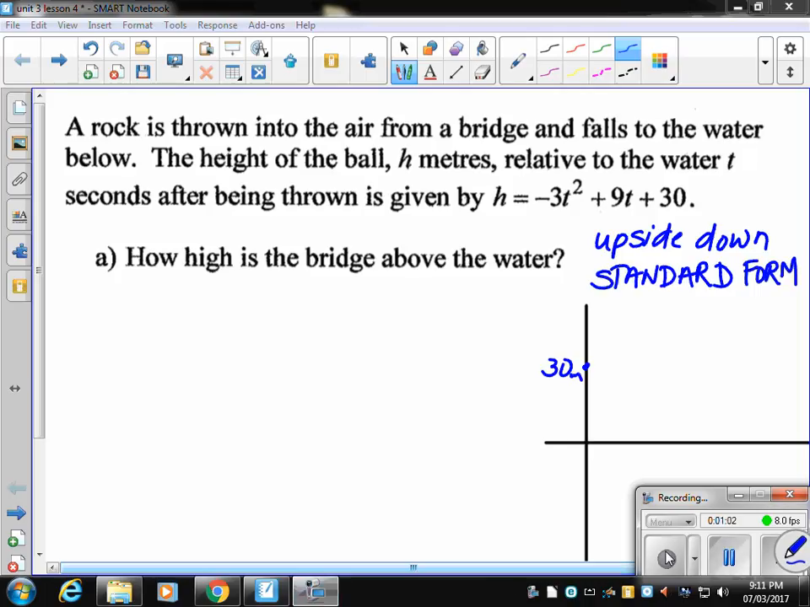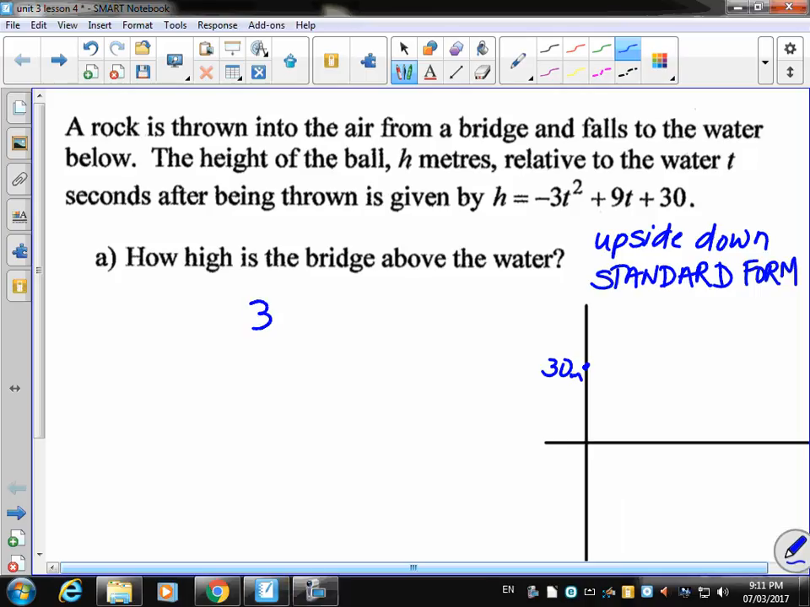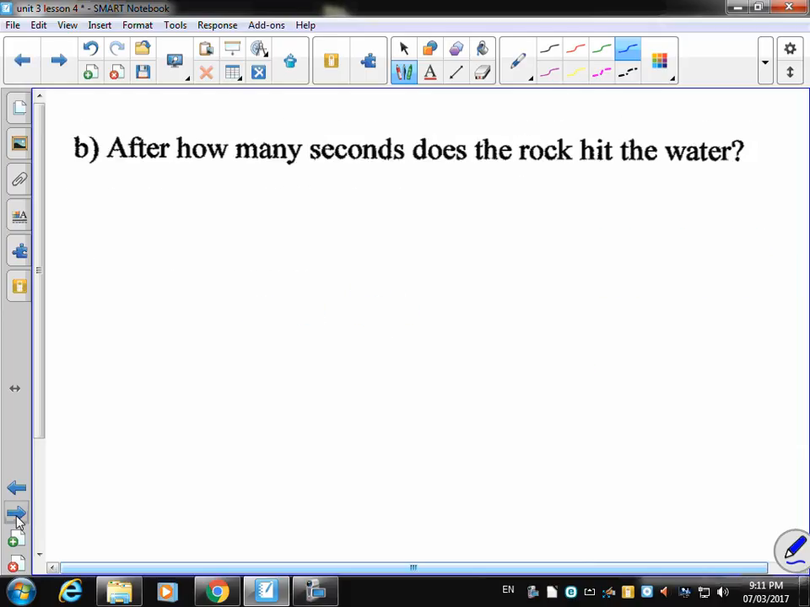Coincidentally, the first question we're asked is, how high is the bridge above the water? The initial value is when it's thrown from the bridge, so that bridge is 30 meters high. Now we go on and ask some other questions. After how many seconds does the rock hit the water?